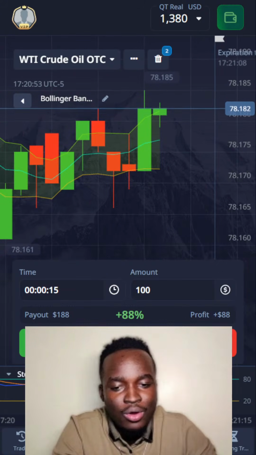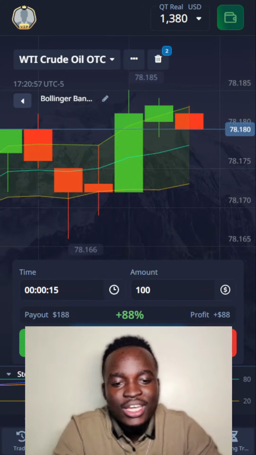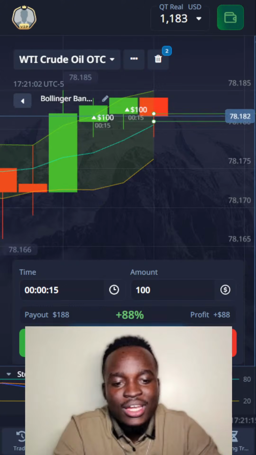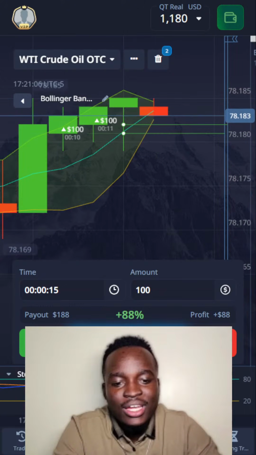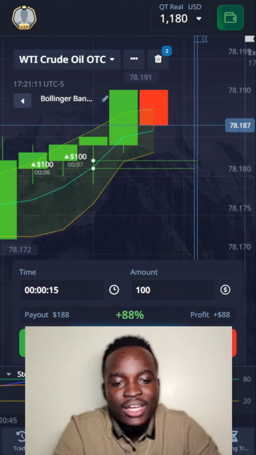Now the same is happening here. Look at this, guys. Price has touched the lower band. The second candle has come inside the bands. Same applies. The third candle has also confirmed. So if I don't make a double call right here, I'll be mad. Come on.